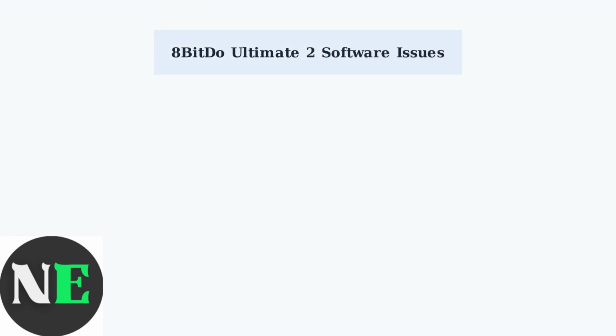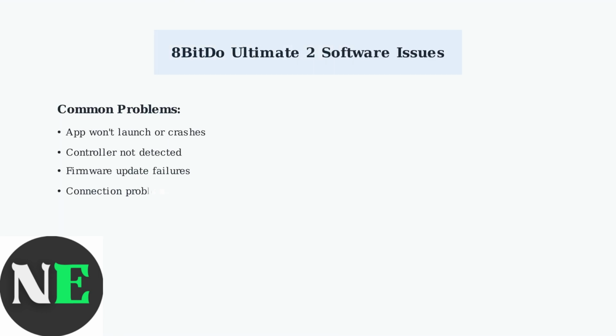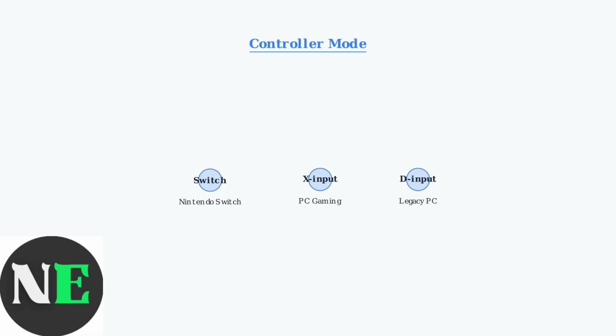The 8BitDo Ultimate software can experience several common issues, including app launch failures, update problems, and device detection difficulties. Here are the most effective troubleshooting steps. First, ensure your controller is in the correct mode for your device. The Ultimate 2 supports Switch mode for Nintendo consoles, X input mode for PC gaming, and other platform-specific modes.